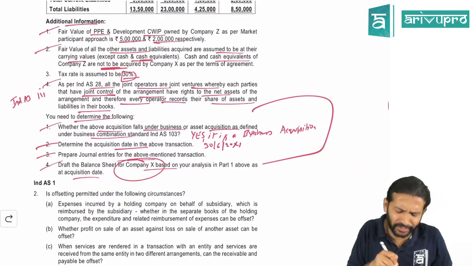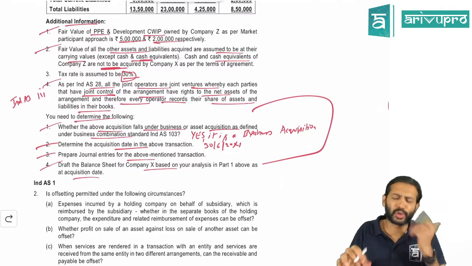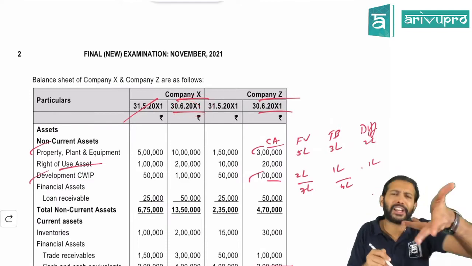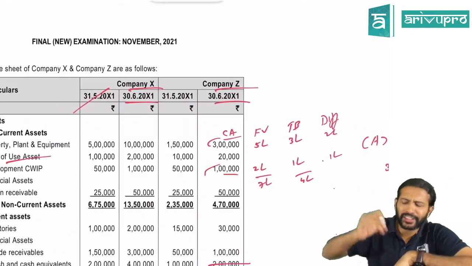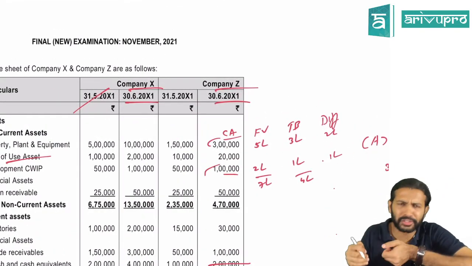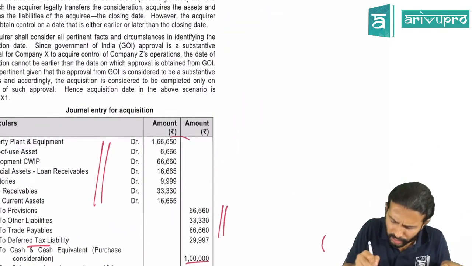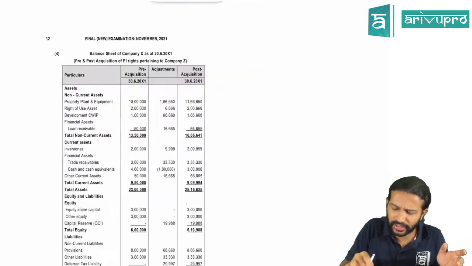The fourth one is to redraft the balance sheet after acquisition. This is child's play, no? On 30th June, X's balance sheet they have given. Now X has acquired some assets and liabilities from Z. Go on adding all these assets. You need to keep adding to the assets. That's what they've done in the next thing.